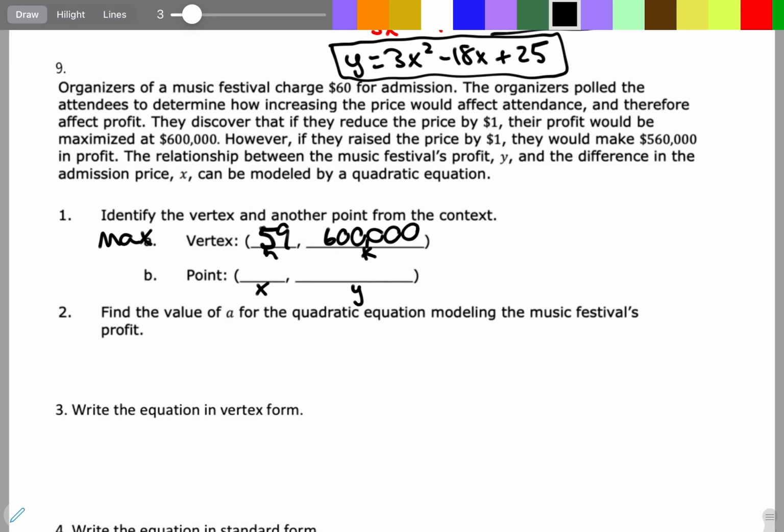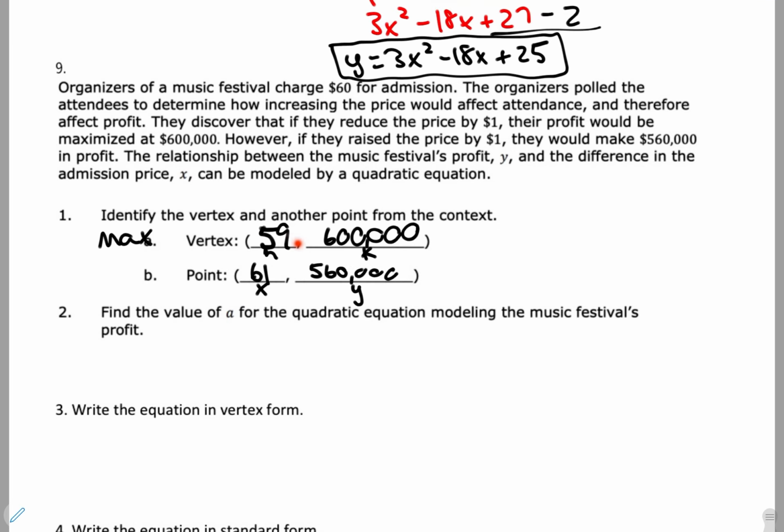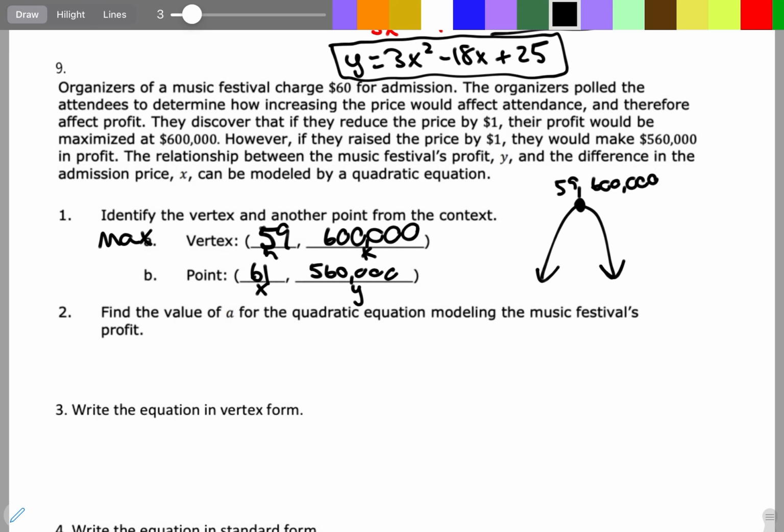However, if they raise the price $1, which is $61, it would produce a profit of $560,000. So this guy right here represents my max vertex. Visually, that looks like this. $59. $59 for the ticket. It's gonna produce this profit right here. $61 for the ticket. It's gonna produce a profit of $560,000.